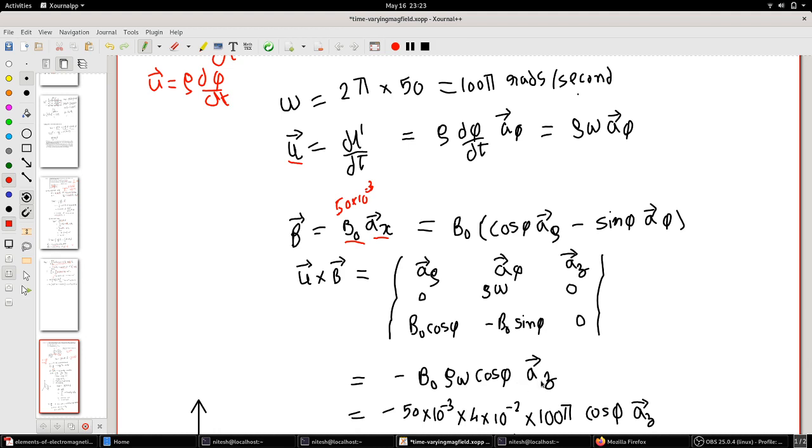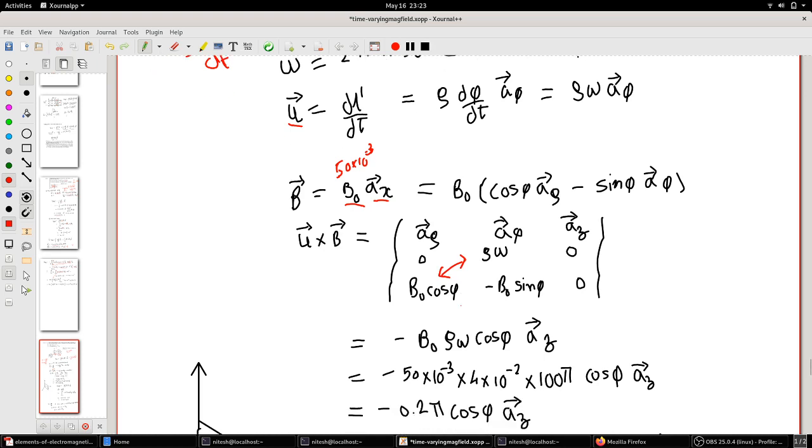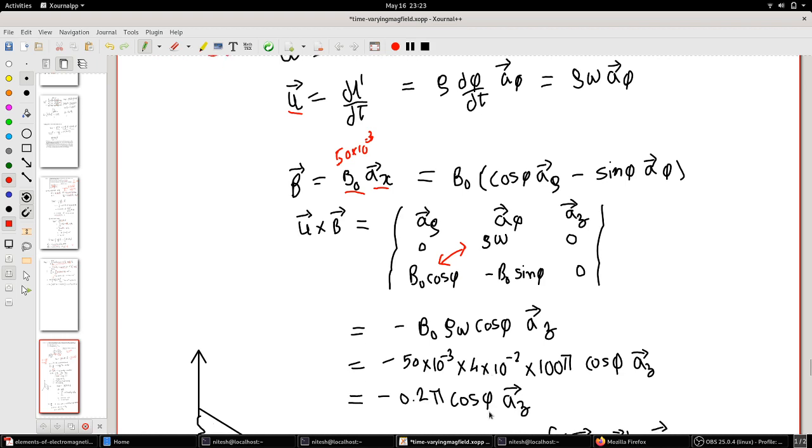Because this is the determinant of this, only this term will exist, and everything else will go to 0. So that will be only the AZ component. Now this U cross B is minus 0.2 pi cos phi AZ.